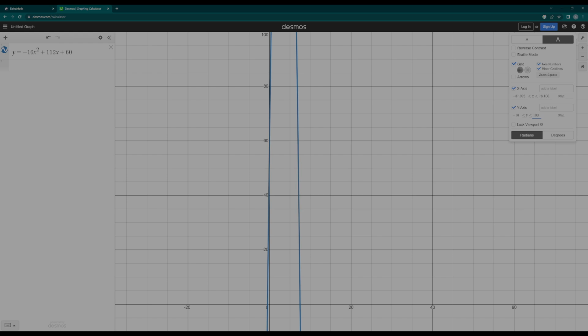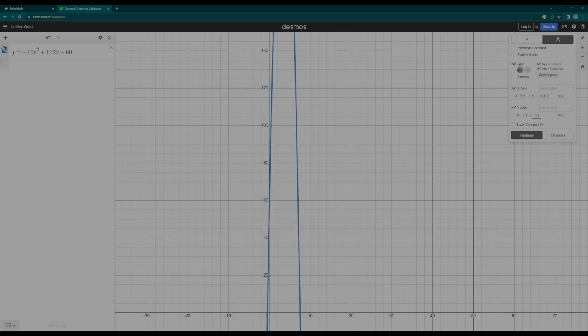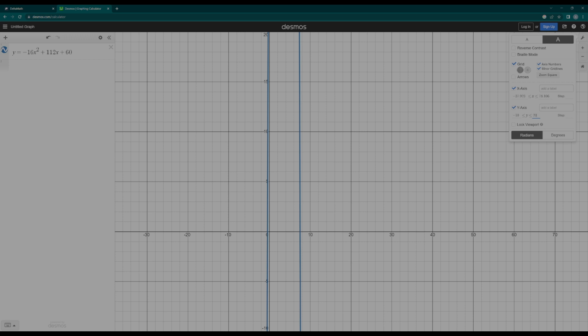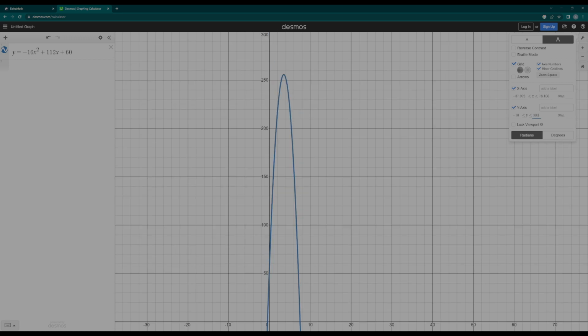Nope, 100 is not big enough because we go up even higher. So let's do 150. Nope. 200. Nope. 300. Notice how I'm just doing the guessing and checking over and over and over again. So now I can see all the graph at once.